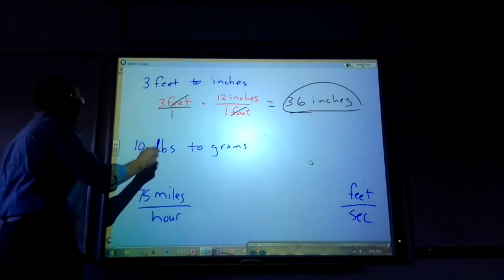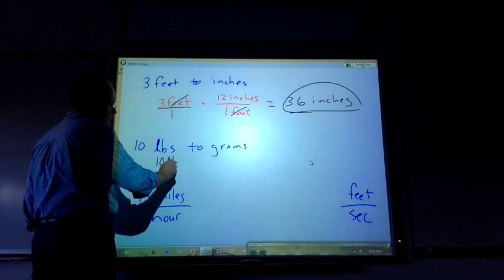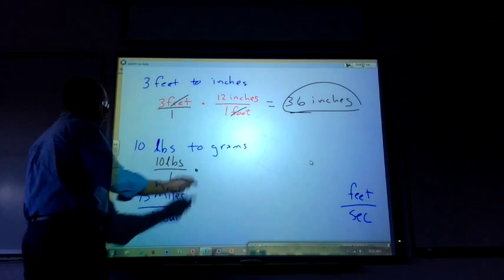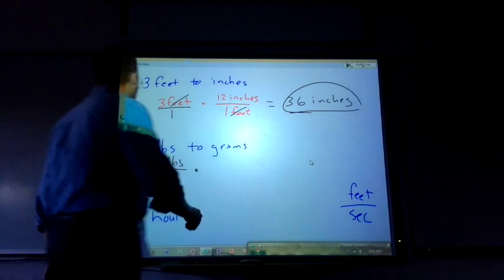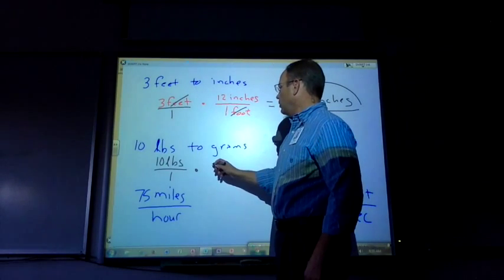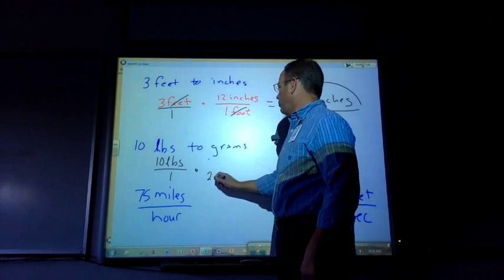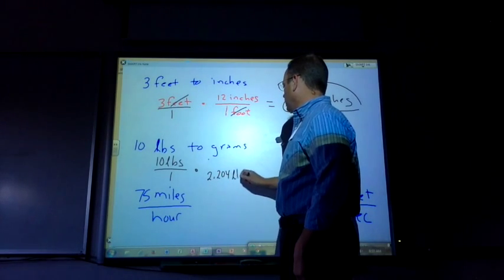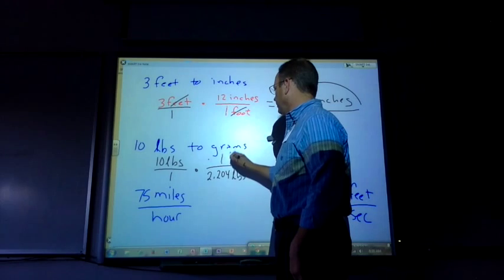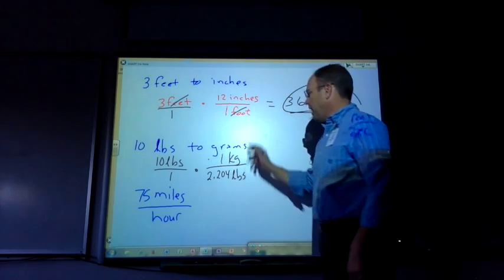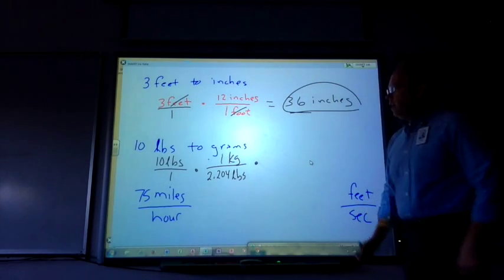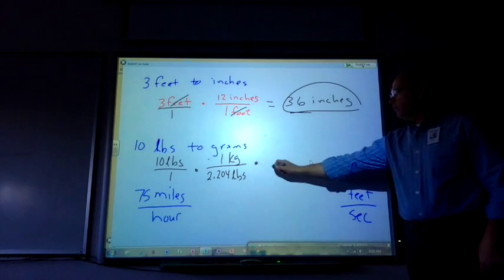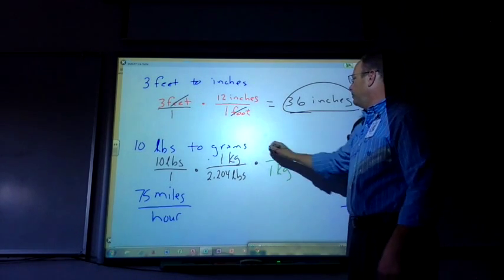Pounds to grams. So LBS is how you represent pounds. Put that over 1. What's the conversion we know? Pounds to kilograms. How many? What do we know about that? 2.204 pounds is 1 kilogram. Okay? And that'll allow us to eliminate pounds. Then how many grams are in a kilogram? 1 kilogram is 1,000 grams.